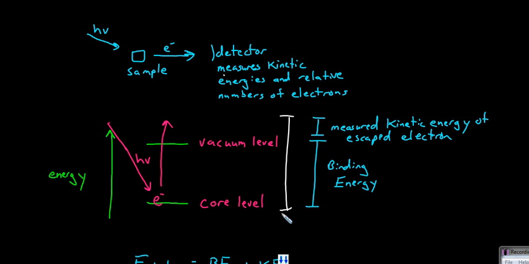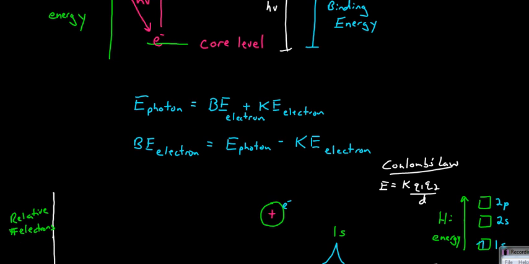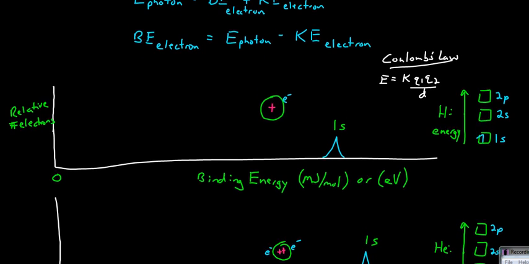We can see that this overall energy of the photon should be equal to the binding energy plus the kinetic energy of the emitted electron. And realizing that the difference between the energy of the photon and the kinetic energy of the electron is the binding energy, we can calculate the binding energy. The binding energy of the electron is the energy of the original photon minus the kinetic energy of the electron ejected. So we can learn the binding energies of these electrons on a variety of different elements.